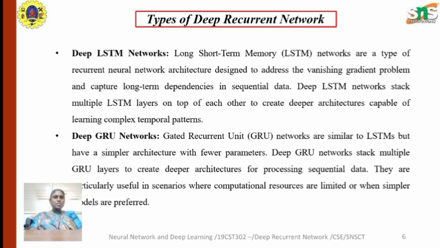We have the deep GRU, which is the gated recurrent unit, similar to that of LSTM. GRU units also address the vanishing gradient problem. They have fewer parameters compared to LSTM, making them faster to train and more computationally efficient, whereas deep GRU networks are constructed by stacking multiple GRU layers, offering similar capabilities to deep LSTM networks.